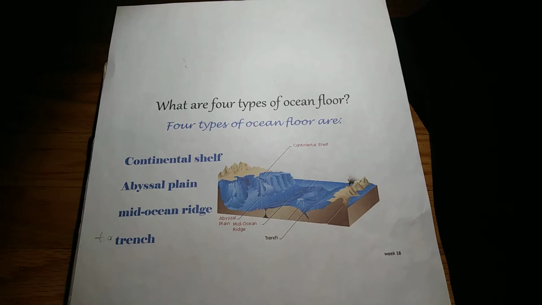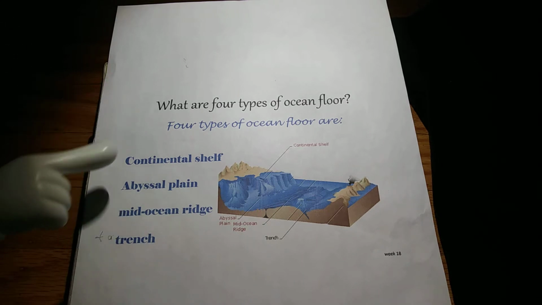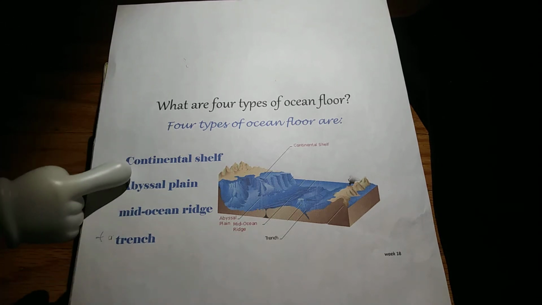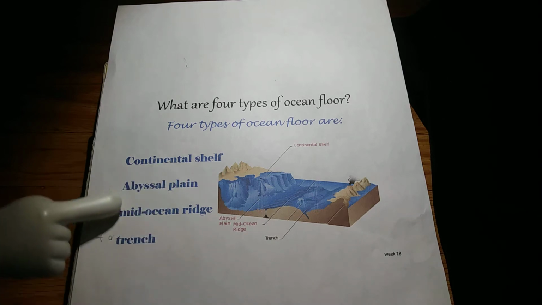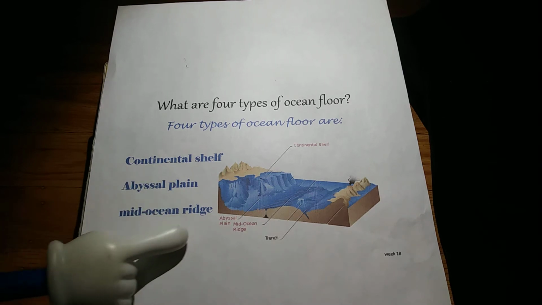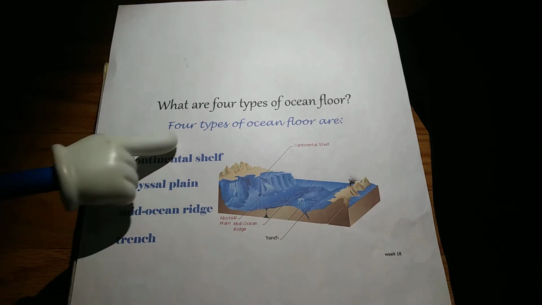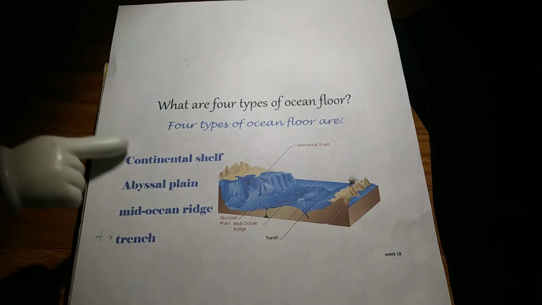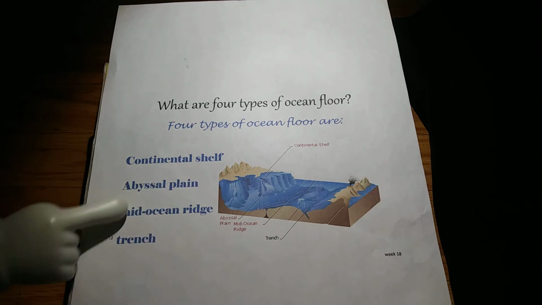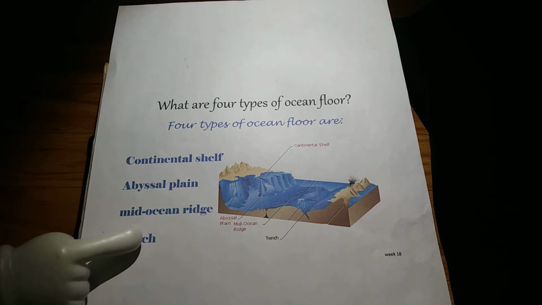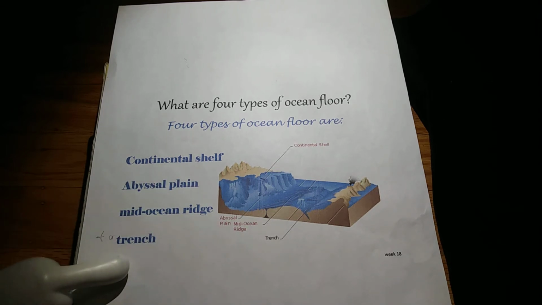Week 18. What are four types of ocean floor? Four types of ocean floor are continental shelf, abyssal plain, mid-ocean ridge, and a trench.